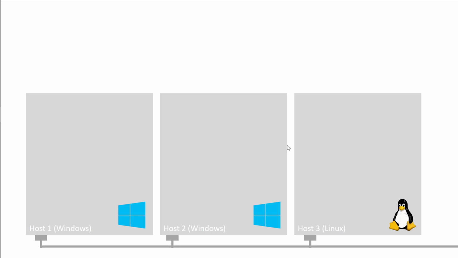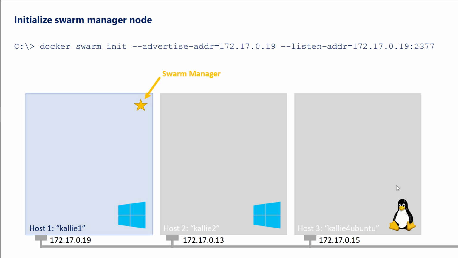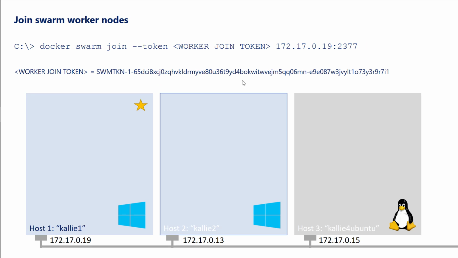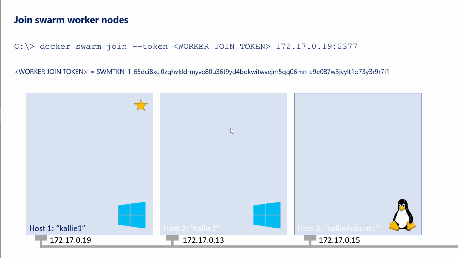So again, we have 3 hosts all running in Azure as VMs. 2 of them are Windows, 1 of them is Linux. They're all attached to the same network. In the last video, we went ahead and initialized these 3 hosts as a swarm by running this docker swarm init command from one of the hosts. That host became the swarm manager, and then we were able to use this docker swarm join command with a unique swarm token to join the Windows and Linux worker nodes.